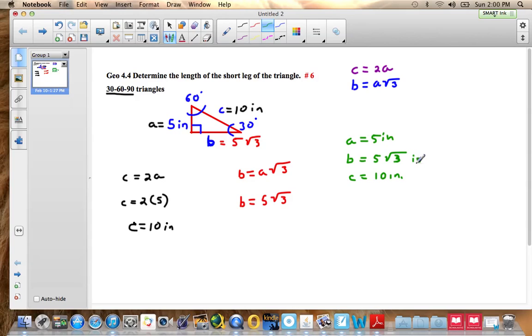And if I use a calculator to solve for the square root of 3, I would get some decimal number, and then that number would be multiplied by 5 and it would give me some number. And we'll be doing some things like that a little bit later. But in this section, for number 6, that's all it's really asking you to do: plug A in its respective position and calculate for C and B. So hopefully that helps with this section. Good luck.